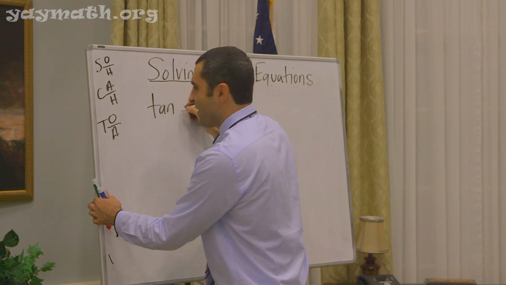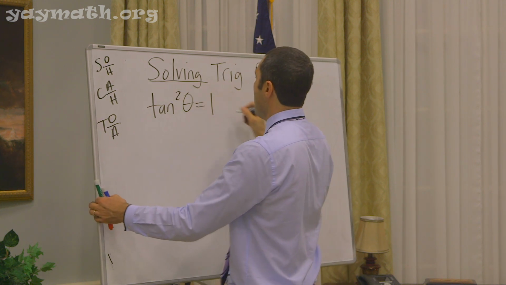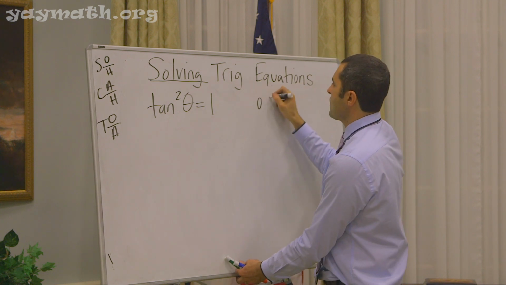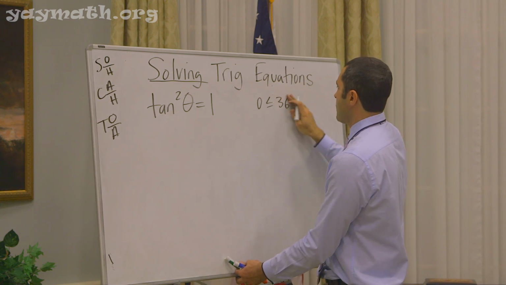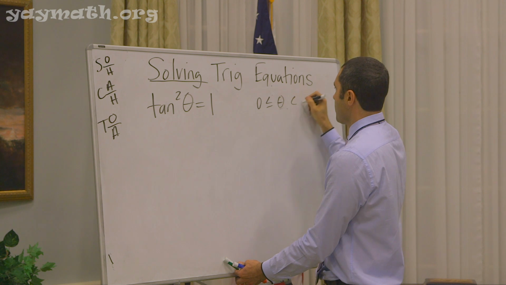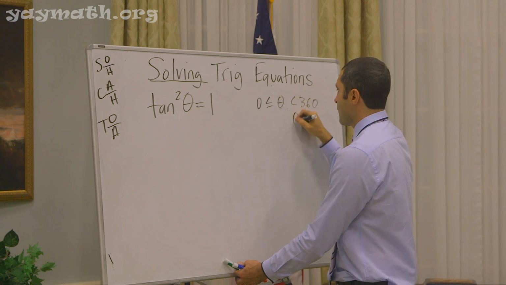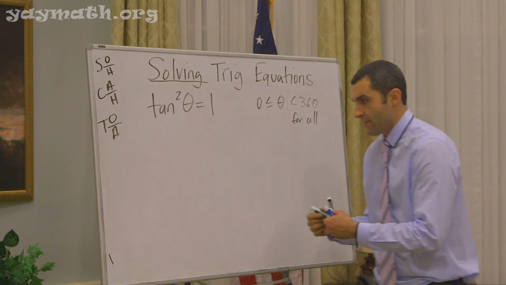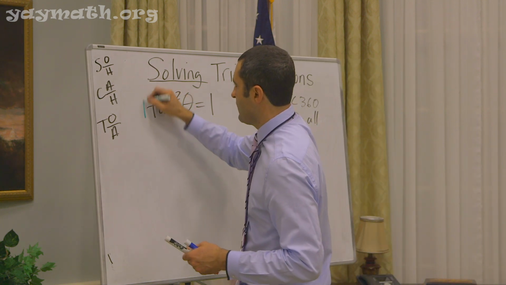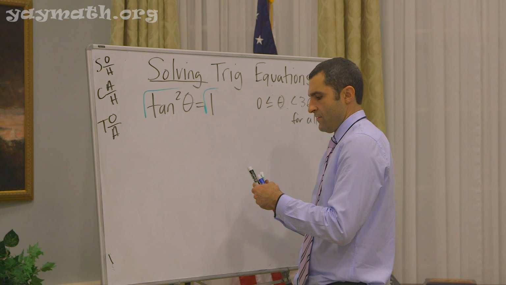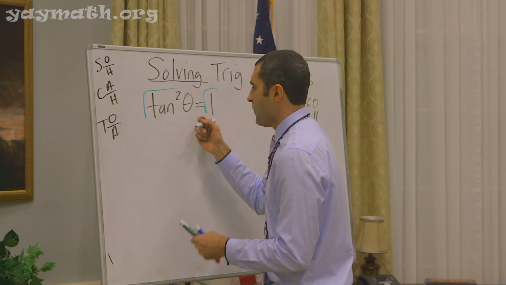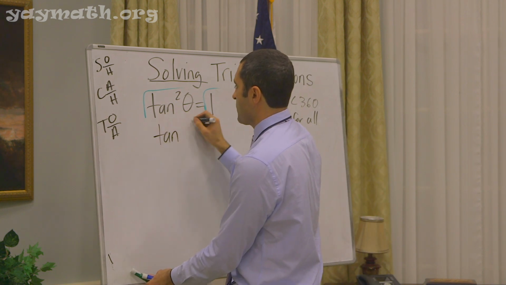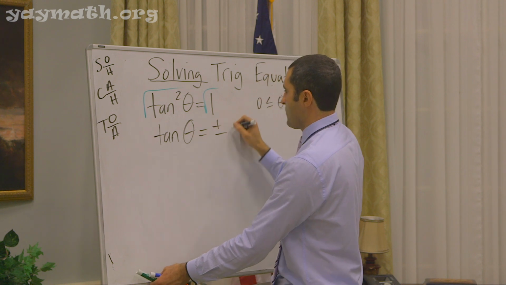So tan squared theta equals 1, and let's go 0 to 360. Theta from 0 to 360, keep it in degrees for this one. Do what to both sides? Square root. So it's just tan theta equals root 1. What is root 1? 1. Now, since you took the square root of both sides, it'll be plus or minus 1.